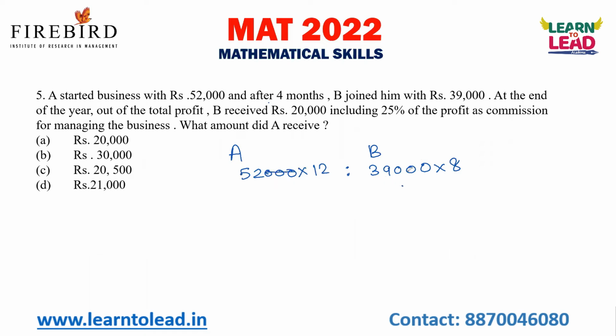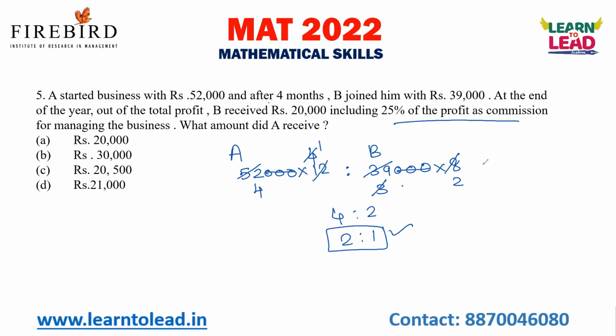Okay, if I cancel this 3, we can cancel. You can cancel 39 and 52 in terms of 13 table. It is 3 times and it is 4 times. And again, you can cancel 3 and 12, 4 times, right? And again, what you can do, it is 2 times and it is 1 time. So 4:2. They should share profit in the ratio of 2:1, right? And B received 20,000, including 25% of the profit as commission.